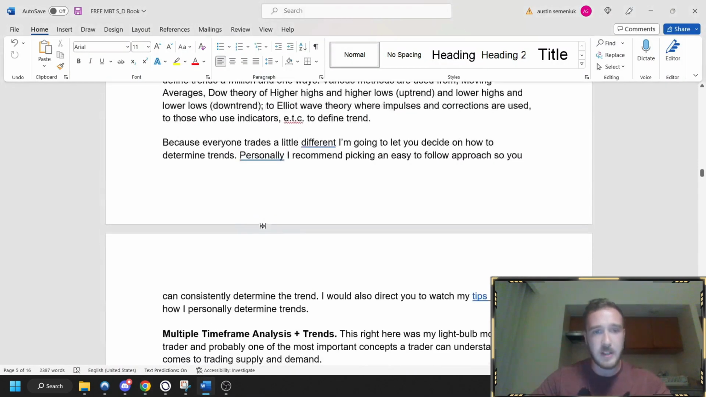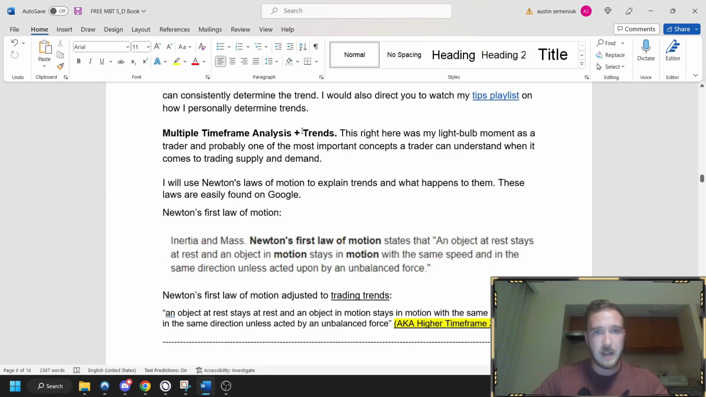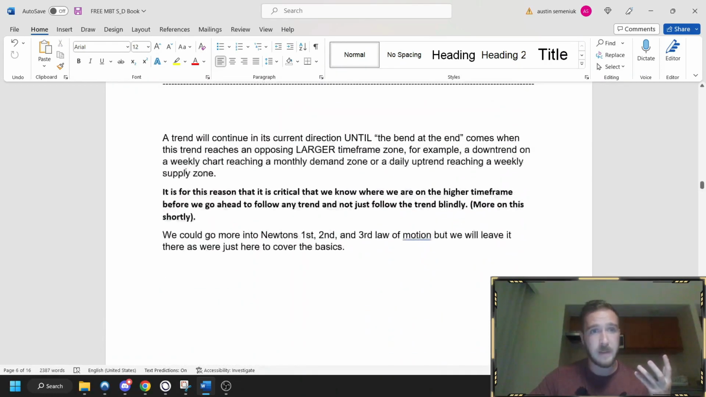Let me see where I am on this book. Multiple time frame analysis. Right here is the light bulb. This is the light bulb moment that I had, right? Understanding trends. We will use Newton's law of motion to explain what happens with trend. We talked about that. Trend will continue in its direction until the bend at the end, right?